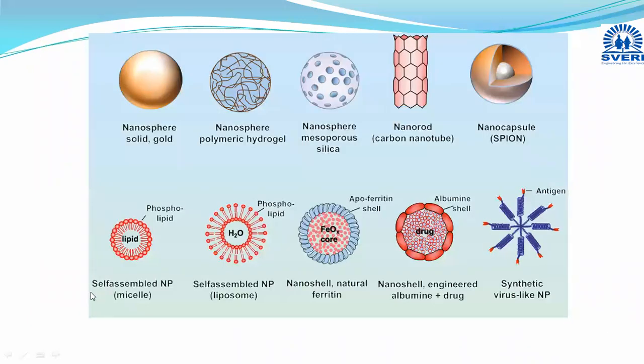Okay, here are different shapes of the nanomaterials I have highlighted. This is a nanosphere. Okay, then this is a nanorod. Nanorod is a 1D or one dimensional nanomaterial. This is a nanocapsule. Okay, then nanoshells. These are nanoshells.